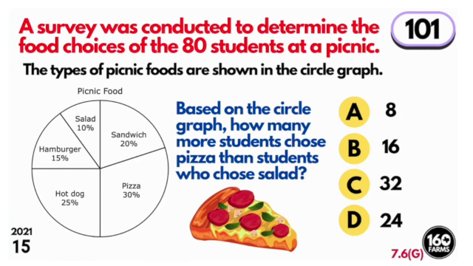Number 15, a survey was conducted to determine the food choices of the 80 students at a picnic. The types of picnic foods are shown in the circle graph. Based on the circle graph, how many more students chose pizza than students who chose salad?